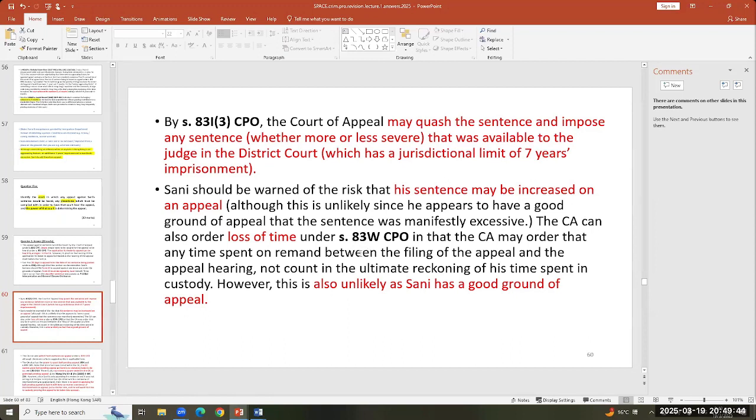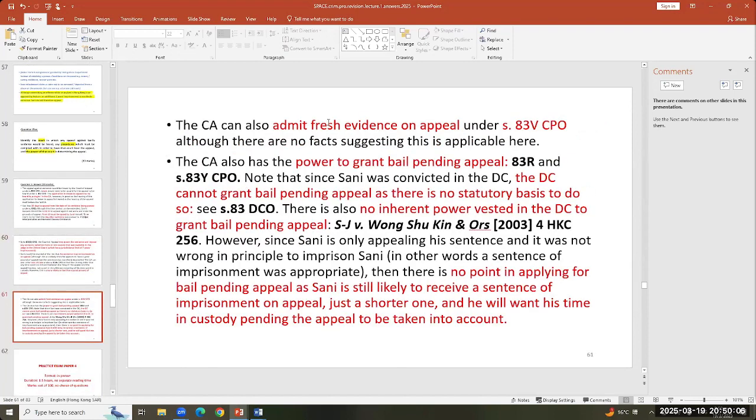That loss of time provision means that any time that he's spent on remand between the filing of the appeal and the hearing of the appeal would not be counted in calculating his release date. If his appeal is unmeritorious, he would lose the benefit of that time. But that's also unlikely here because he has good grounds of appeal. Powers to admit fresh evidence, power to grant bail pending appeal. District court can't do it.